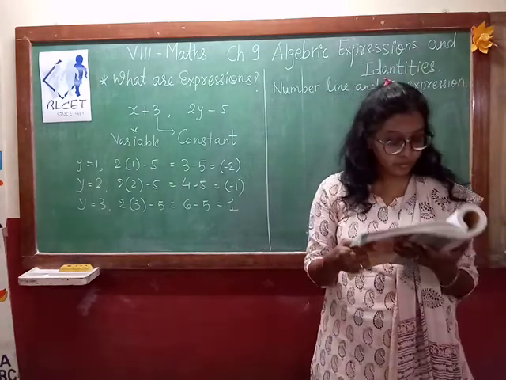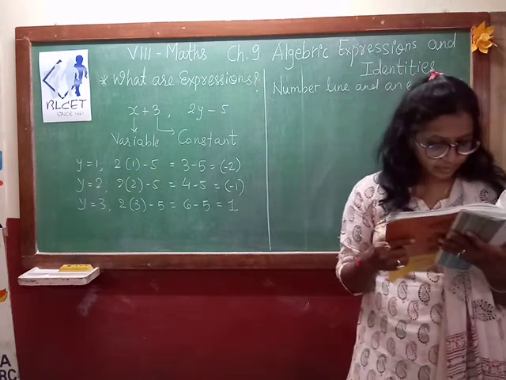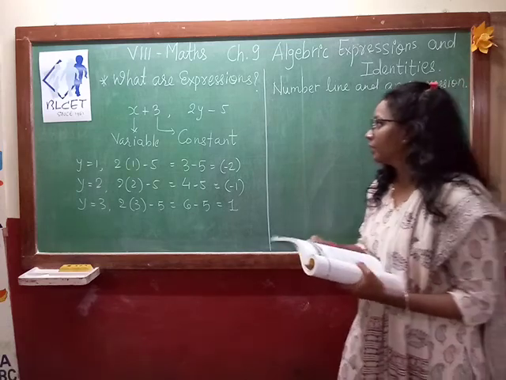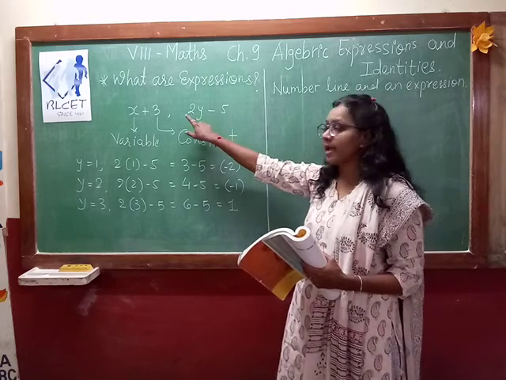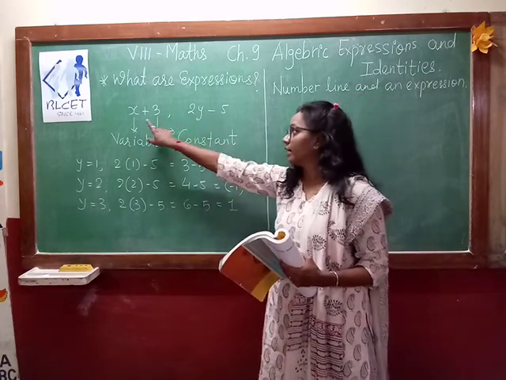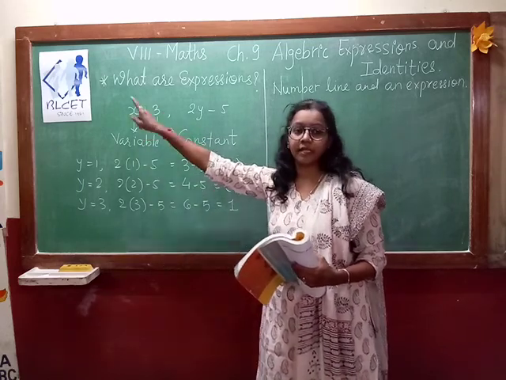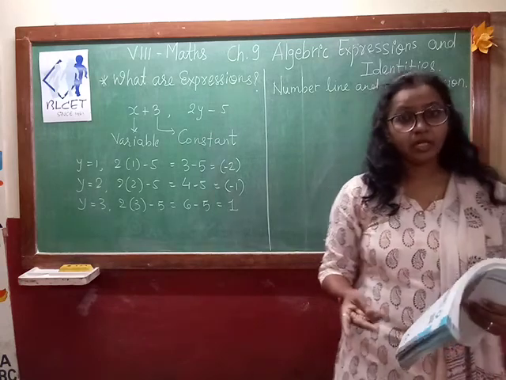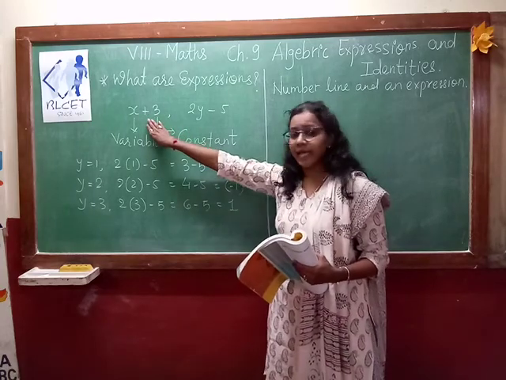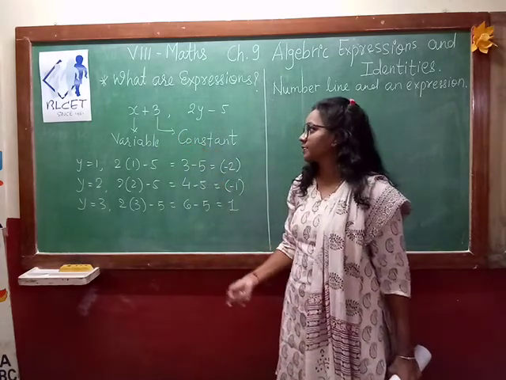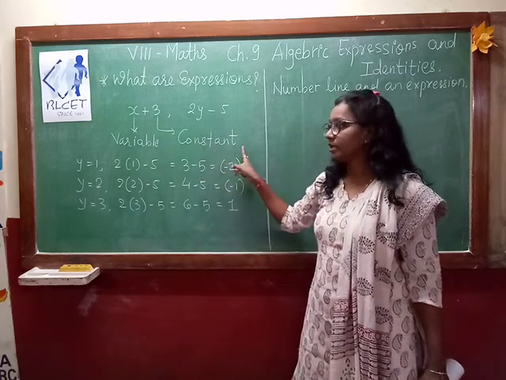We have already learned this in lower standards, that we have already become familiar with algebraic expressions. For example, I have written two examples, x plus 3 and 2y minus 5. These are known as algebraic expressions. Why? Because they contain variables and constant terms along with operations. It can be addition, subtraction, multiplication, or division. So such kinds of expressions are known as algebraic expressions.